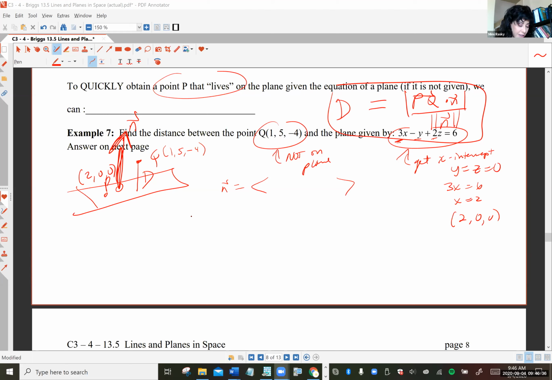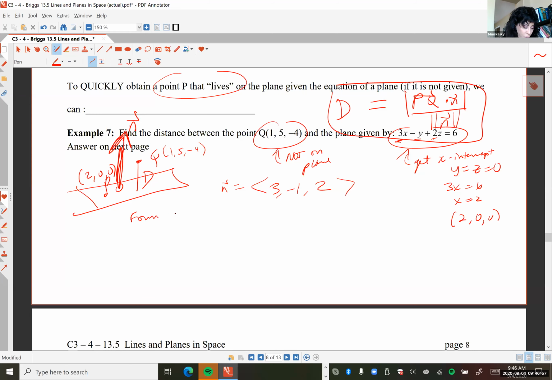Isaiah, are you there? Yeah. Okay, cool. What are the components of the normal vector to this lovely plane? Go. (3, -1, 2). Fantastic. Thank you very much. Does everybody agree with Isaiah? Yes. Okay, so now you have all the ingredients.